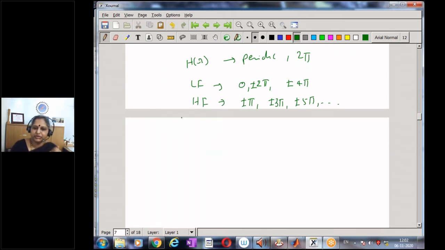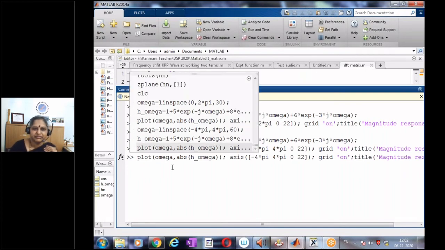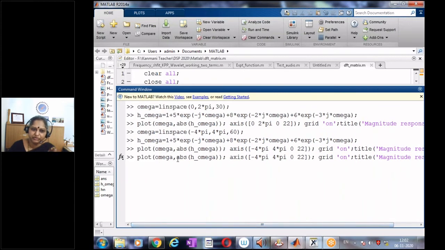Now let us similarly look at the phase plot. To get the phase plot, all that we need to do is, instead of getting the absolute value, we need to get the angle value. So we have the same, we plot versus omega, and let me plot it as a function of angle.